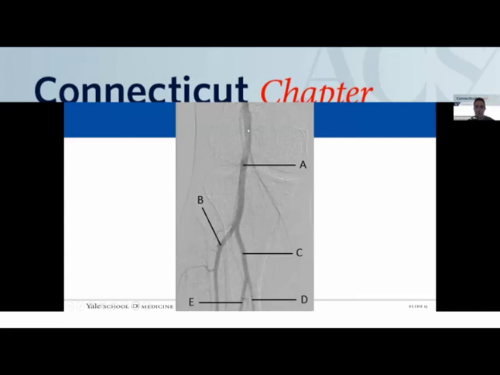And just to review the anatomy, so this is a right leg. You can see here's the fibula on this side. So here's the popliteal artery. So this is in posterior compartments, and everything remains in the posterior compartment except for the anterior tibial artery. So the anterior tibial artery pierces through the interosseous membrane.